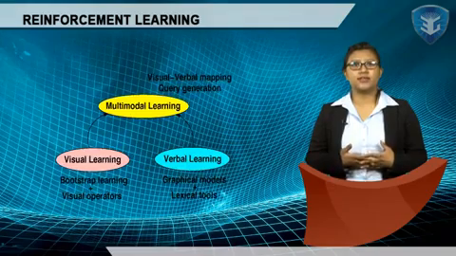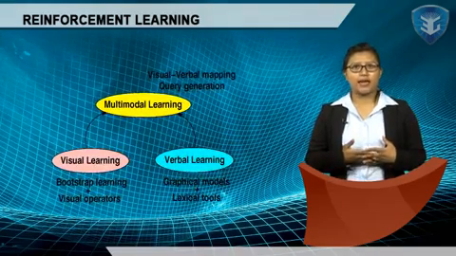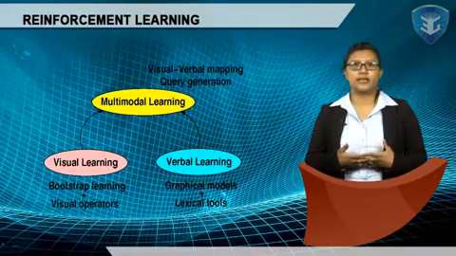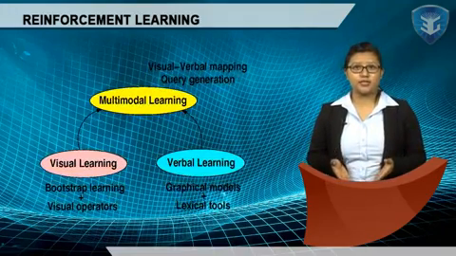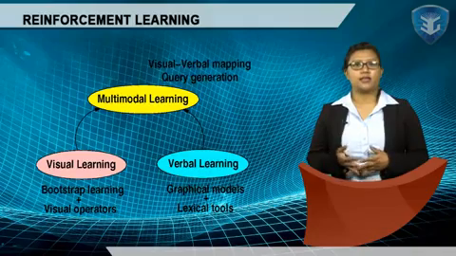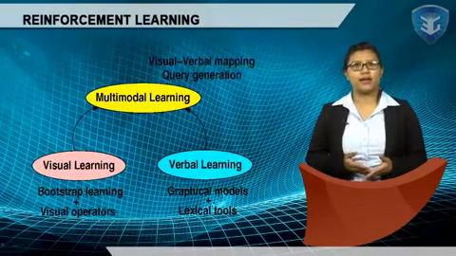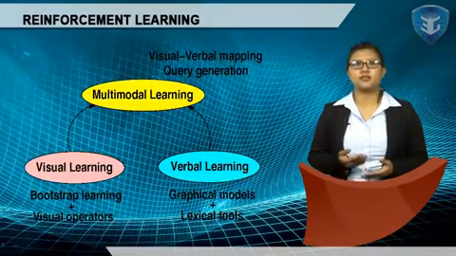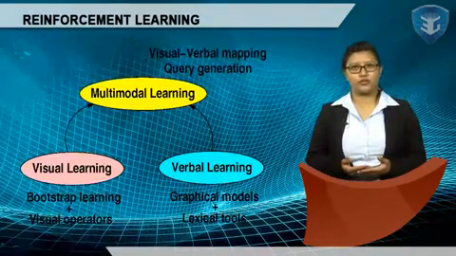In the most interesting and challenging cases, actions may affect not only the immediate reward, but also the next situation, and through that, all subsequent rewards. These two characteristics, trial and error search and delayed reward, are the two most important distinguishing features of reinforcement learning.